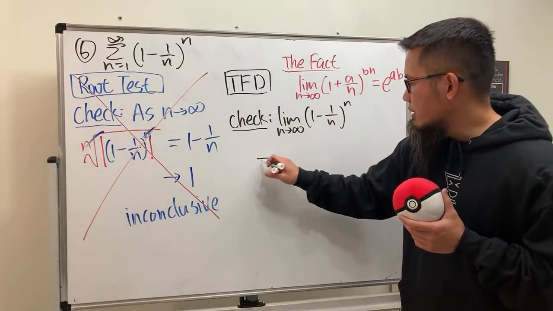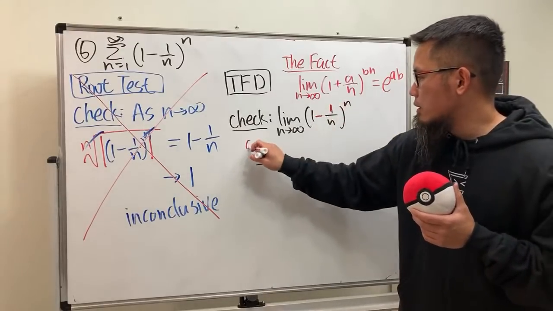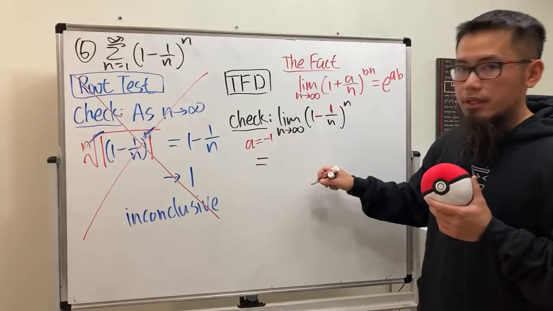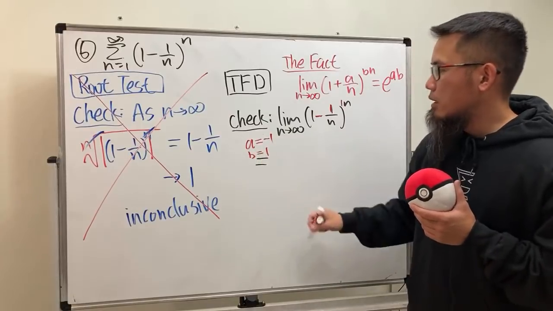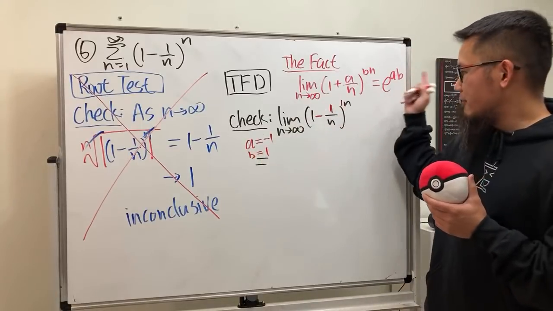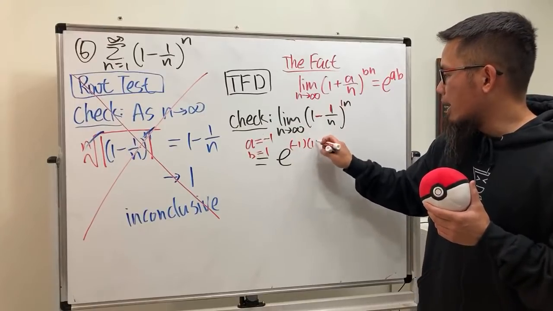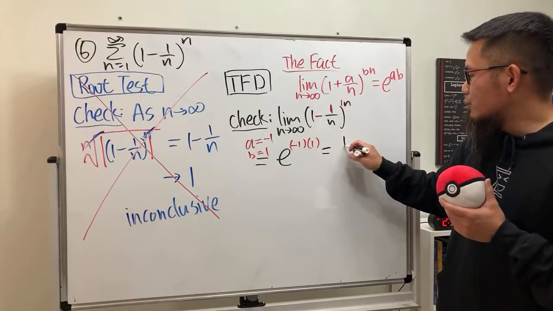Well, how can we do this? Notice that a is equal to negative 1, and b is equal to 1. So this limit, by the fact, is just equal to e to the negative 1 times 1, namely e to the negative 1, which is 1 over e.